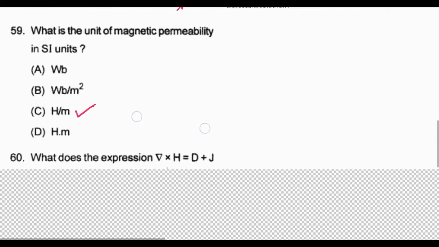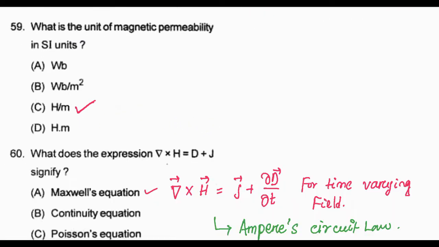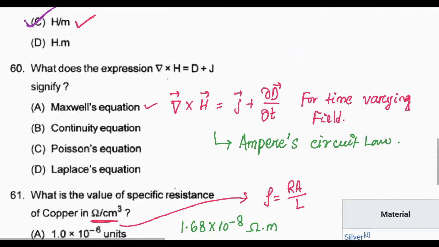Next question is, what is the unit of magnetic permeability? Magnetic permeability has unit Henry per meter. So here option C. Next question is, what does the expression del cross H is equal to D plus J represent? So this is a Maxwell equation. This is Ampere's circuital law and one of the Maxwell equations.